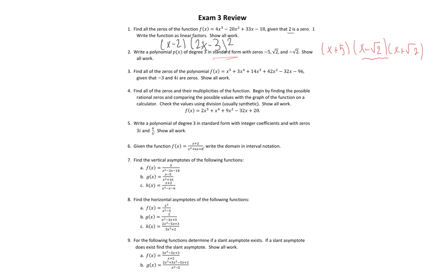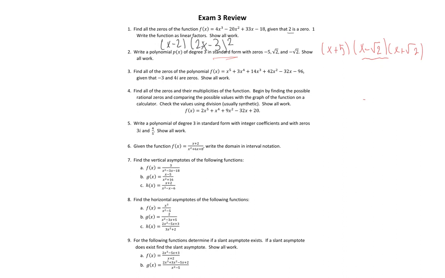x minus square root of 2 times x plus square root of 2. We'll FOIL it, so we get x squared, outer plus square root of 2 x, inner minus square root of 2 x. Those cancel. And the last is square root of 2 times square root of 2, which is just 2, and then we still have the minus. So this whole thing is x squared minus 2.